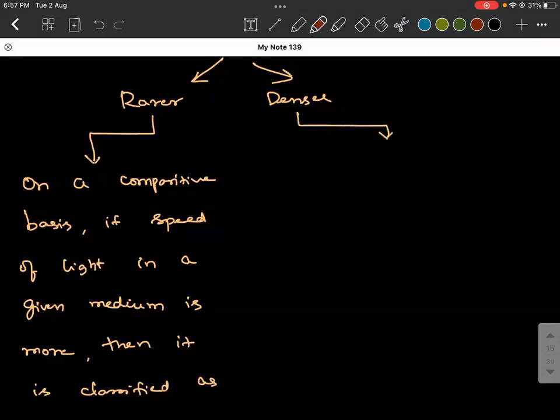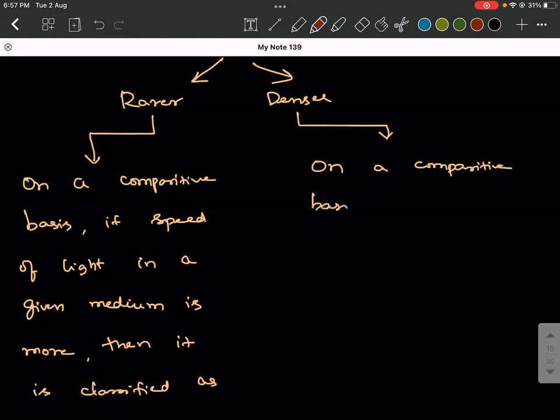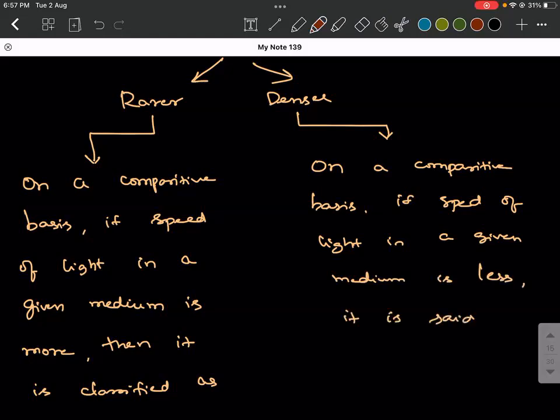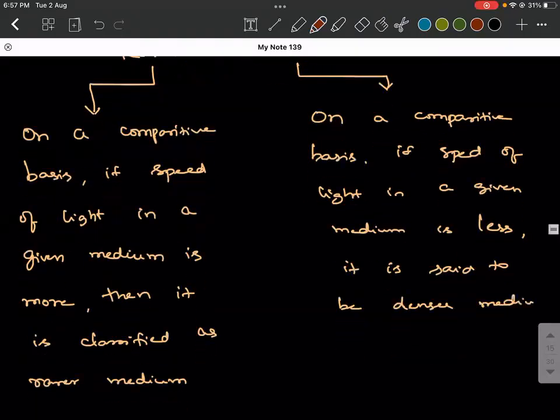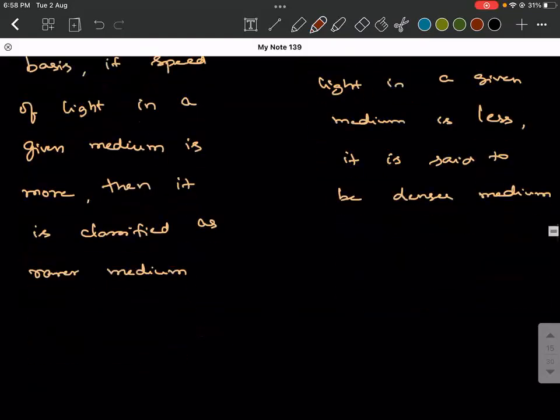Similarly, on a comparative basis, if the speed of light in a given medium is less, it is said to be a denser medium. So on a comparative basis, the speed of light in a given medium is less. It is said to be a denser medium. So let's try to understand what it means.